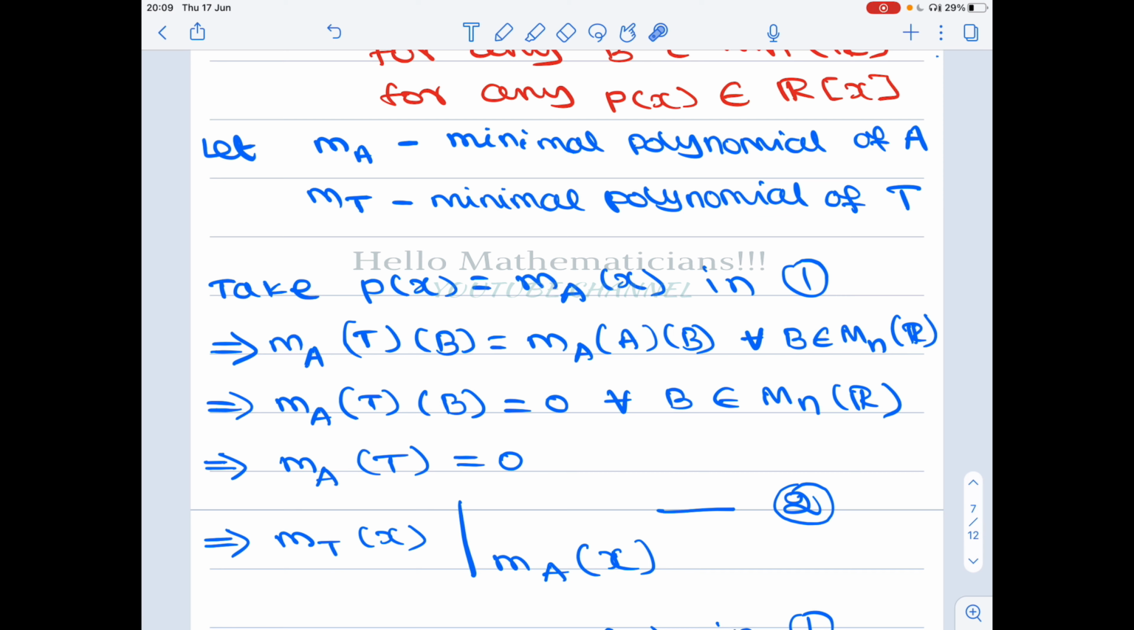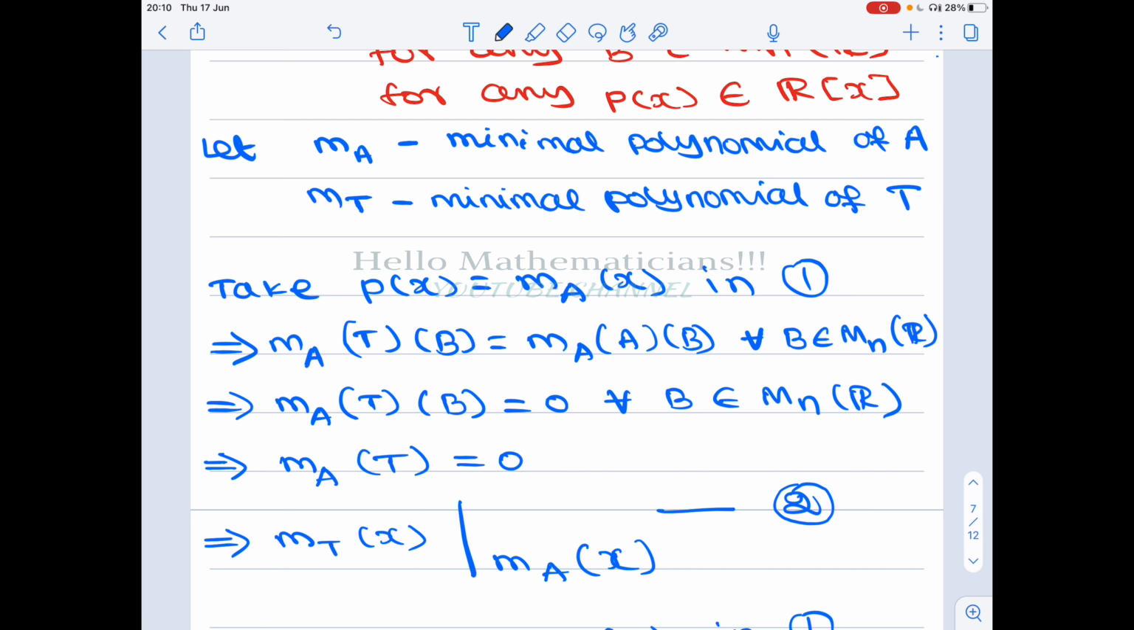This means that T is a linear transformation. You are substituting T in some polynomial, and that will give us some new linear transformation from M_n(R) to M_n(R). T is a linear transformation from M_n(R) to M_n(R). Therefore, M_A(T) is also a linear transformation from M_n(R) to M_n(R). And that linear transformation satisfies, whatever B you substitute, the answer is 0. So what does it mean? That means that this linear transformation is a zero linear transformation.